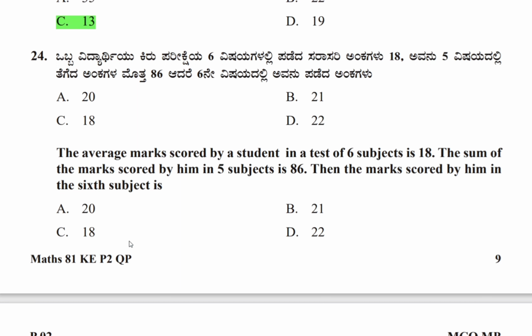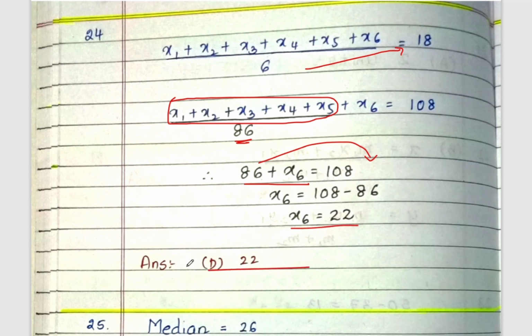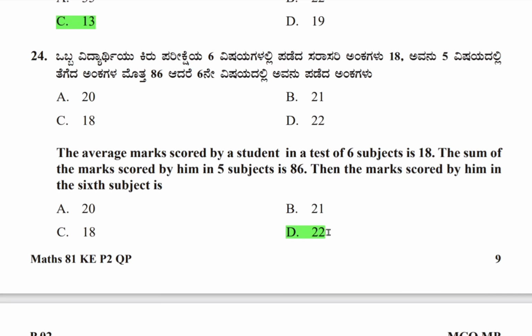Average marks scored by the student in 6 subjects is 18. Therefore, x1 plus x2 plus x3 plus x4 plus x5 plus x6 divided by 6 equals 18. Now, multiply 6 into 18, we get 108. In the question, they have given the sum of marks scored by him in 5 subjects is 86. Replace x1 plus x2 plus x3 plus x4 plus x5 by 86. We get 86 plus x6 equals 108. x6 equals 108 minus 86. Therefore, x6 equals 22.